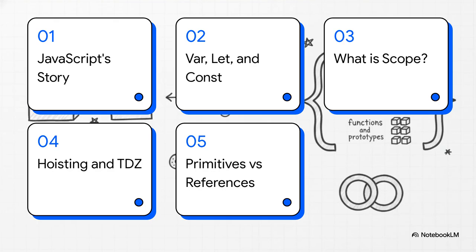Here's our roadmap for today. First, the interesting story of JavaScript. 2, variables, specifically var, let, and const. 3, what is scope? 4, hoisting and the TDZ. And finally, number 5, primitives versus references.